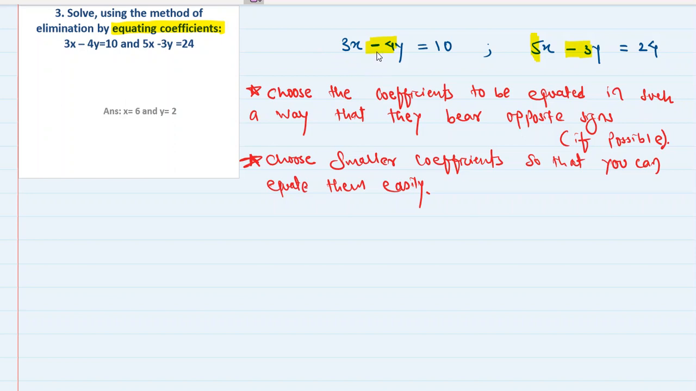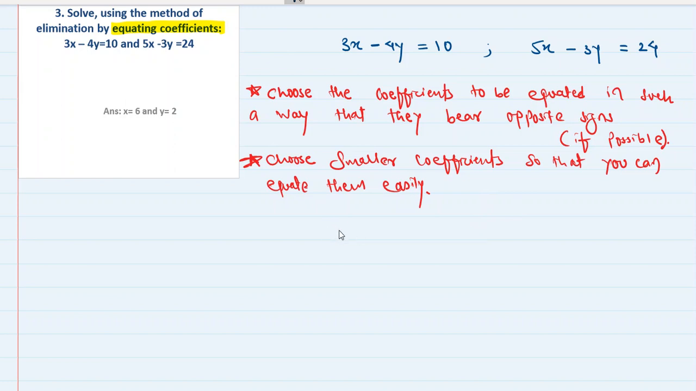Coefficients of x or y, it does not matter. Why does it not matter? Because both bear the same signs. There are no coefficients here which bear opposite signs. The coefficients of x and y both bear the same signs. Also, they are both fairly small. Their value is not very large, so you can select any coefficient. So let me select the coefficient of x.